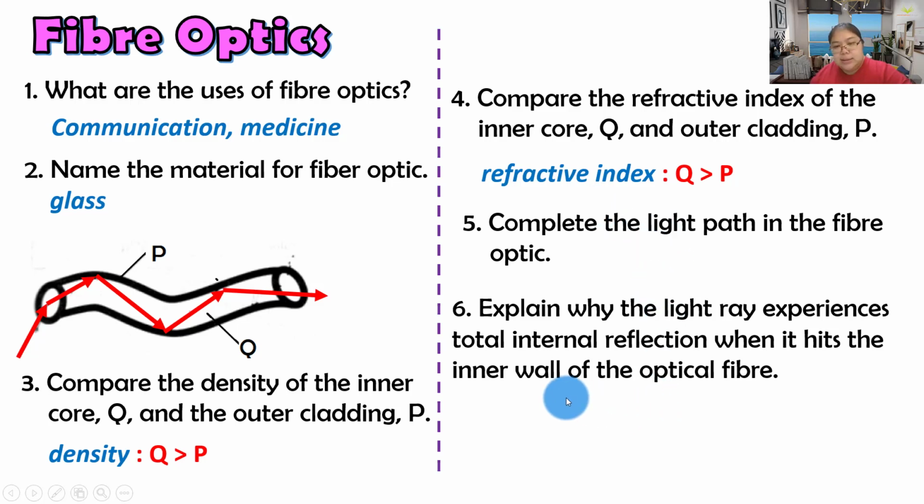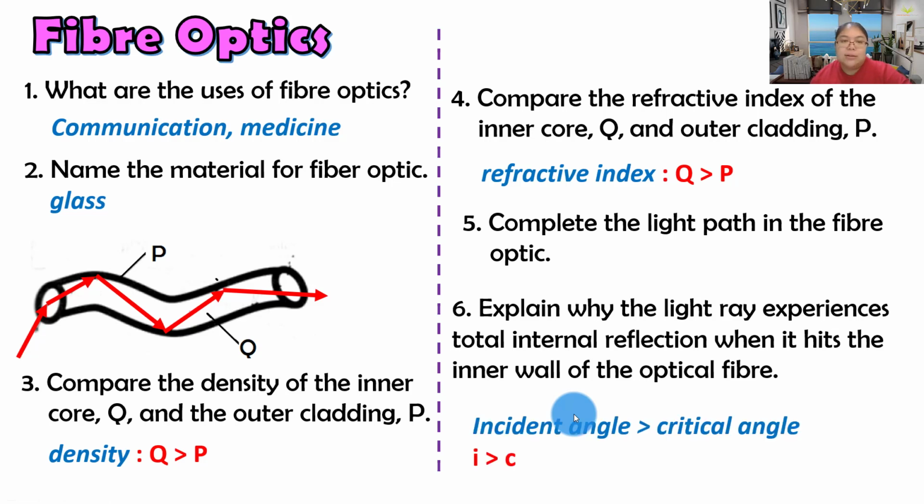Okay, now we answer number 6. Explain why the light ray experiences total internal reflection when it hits the inner wall of the optical fiber. How come total internal reflection will happen? Because your incident angle is more than the critical angle.